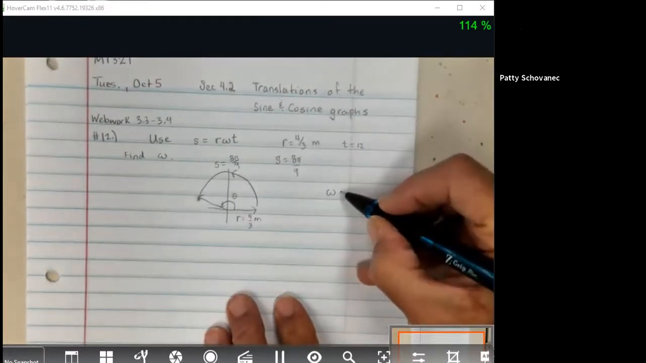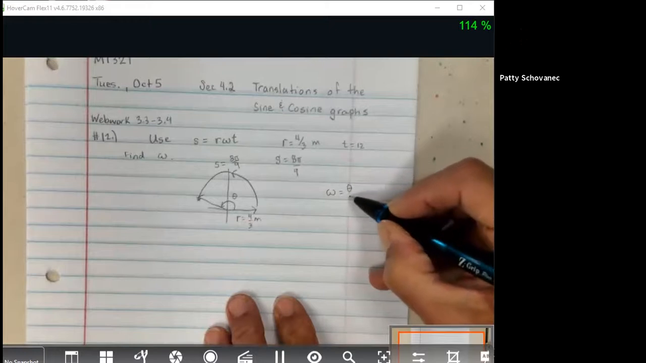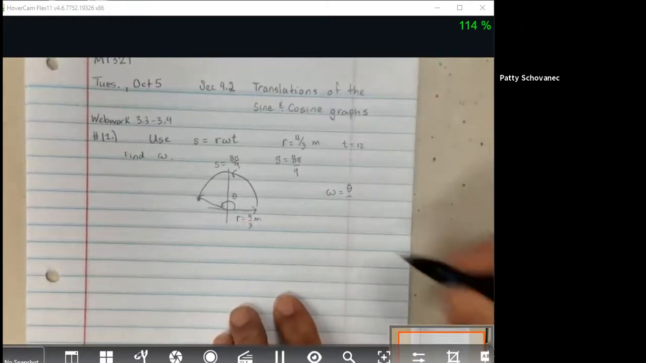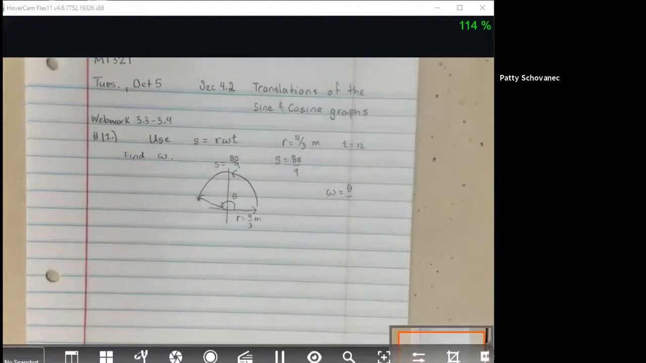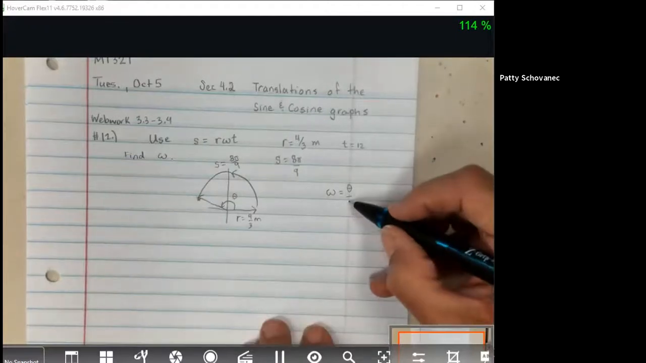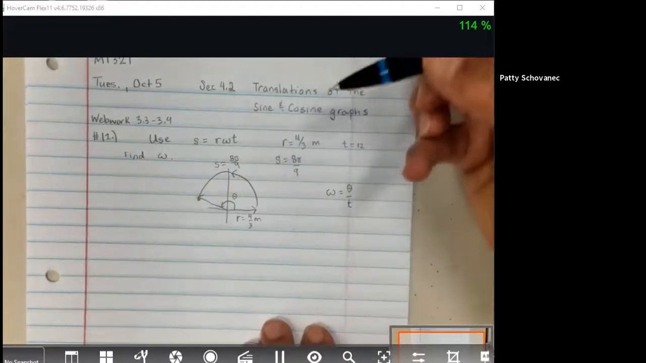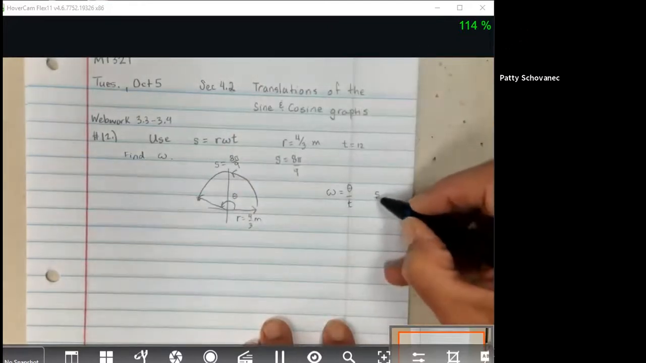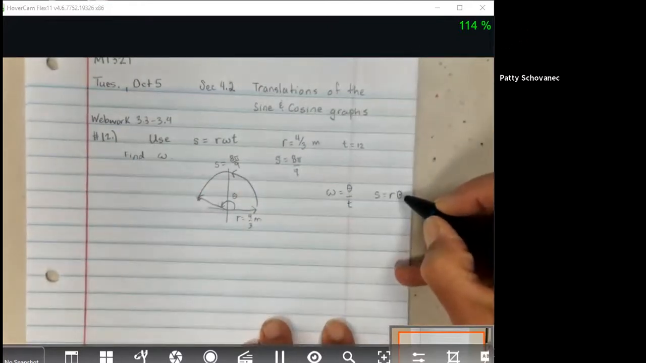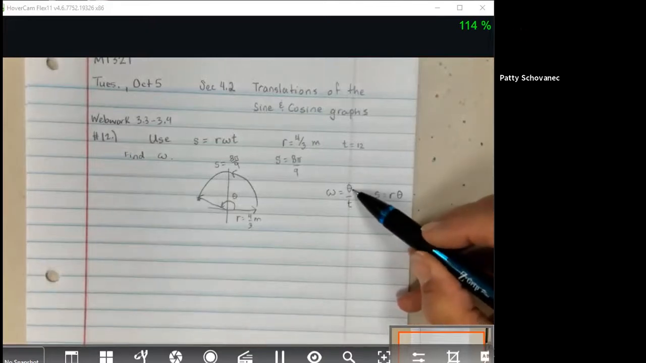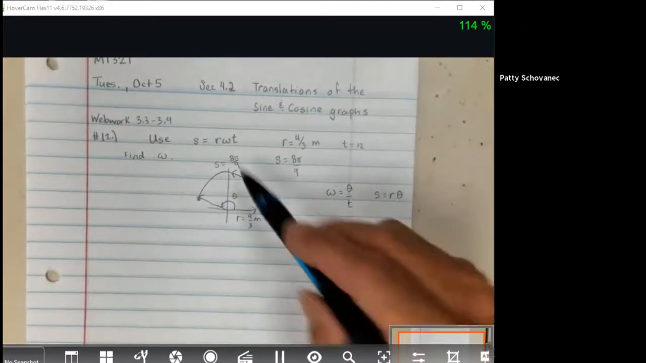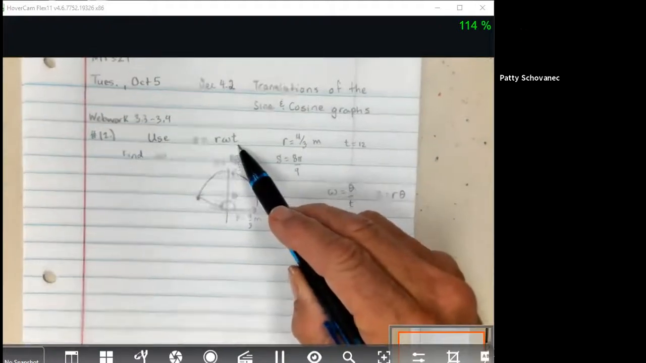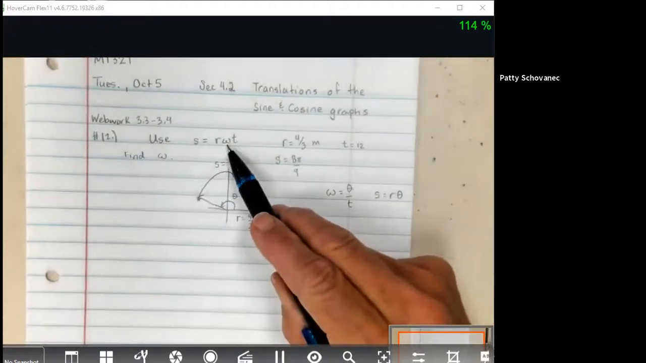Typically omega is the angle traveled divided by time. And S is R times theta. What they did is they solved this equation for theta and got theta is omega times T, and then put that in where the theta is. So we're going to try to solve this equation for omega.